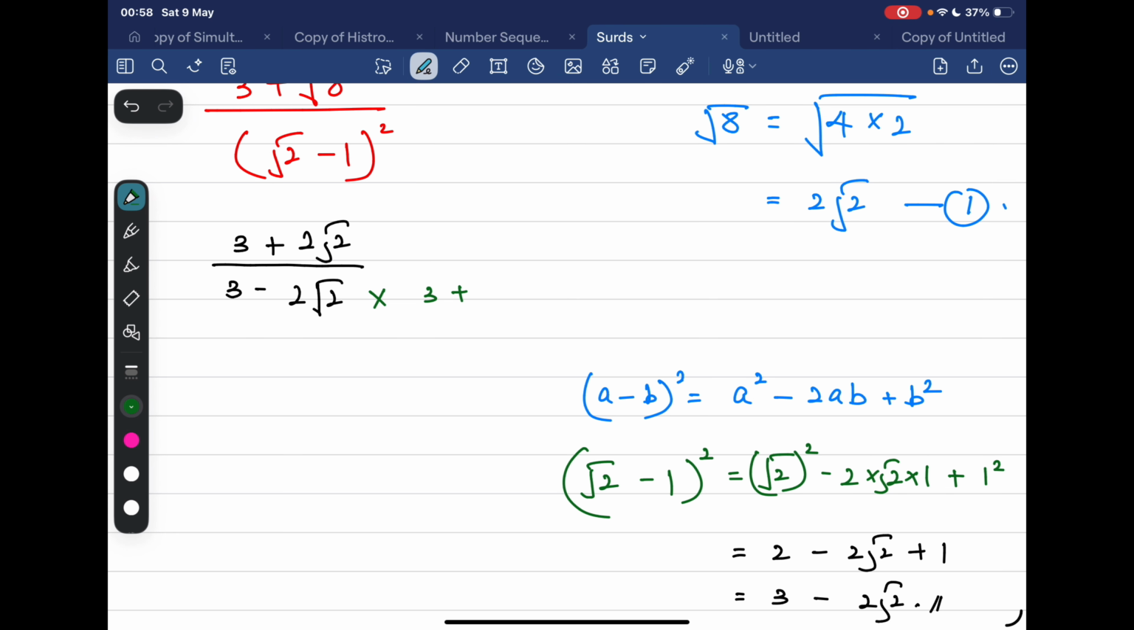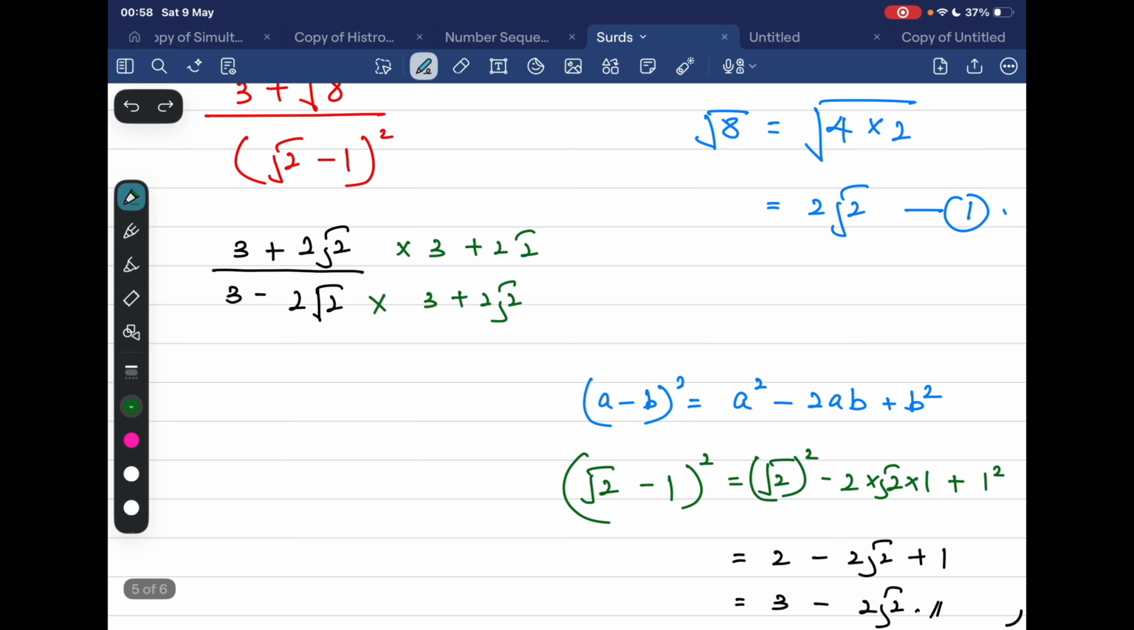3 plus 2 root 2. So we should multiply both the numerator and the denominator, and here it should be 3 plus 2 root 2. Oh, so what's going to happen to my root? It's not. So yeah. Okay, so then what happened? And now I'm going to simplify it.